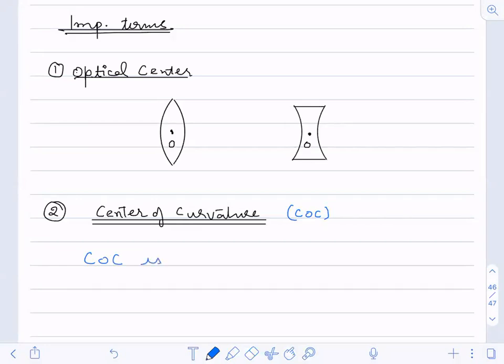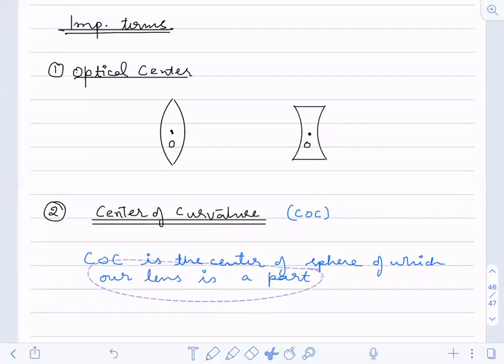COC, center of curvature, is the center of a sphere of which the lens is a part. Or you can write: center of curvature is the center of a sphere of which our lens is a part.